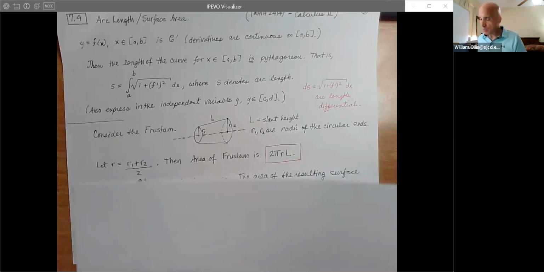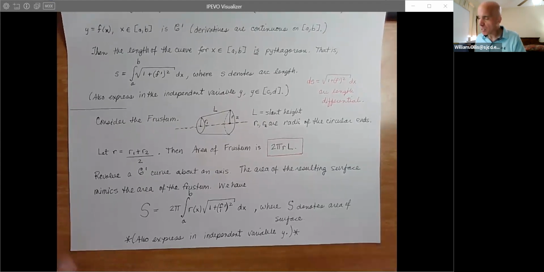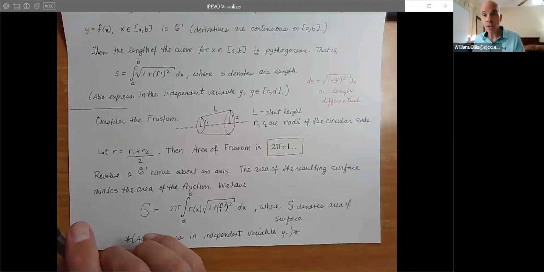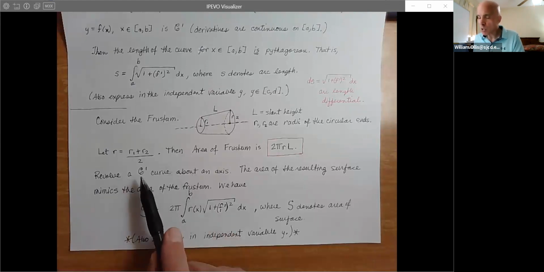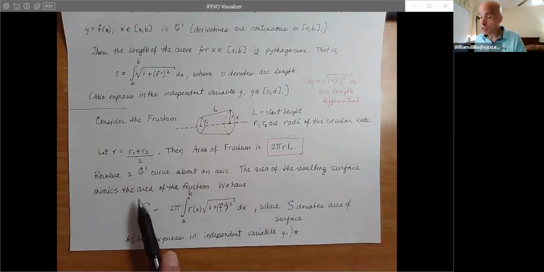So here's what we want to do. How can this be helpful for us? Well, you're going to see all of this in this formula right here. What we want to do is to generate a surface by revolving a curve about an axis. So instead of revolving a region where we have a solid of revolution, we just want to generate a surface. It will still be a solid, but we want to focus on the C1 curve that would be revolved or rotated about an axis. And then it says the area of the resulting surface mimics the area of the frustum.